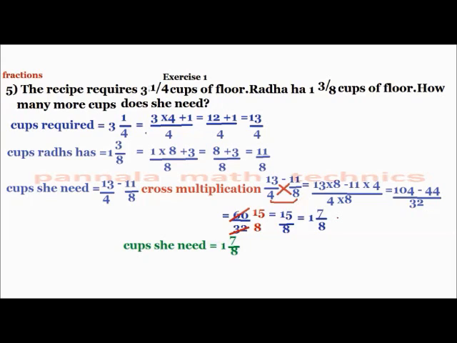Now cups Radha has is 1 3 by 8. Again it's a mixed number. Convert into improper fraction. That is 11 by 8. Now cups she needs is equal to 13 by 4 minus 11 by 8. So use the cross multiplication method. Overall it becomes 60 by 32, and after simplification it becomes 15 by 8, which is an improper fraction. Then convert into mixed number. Divide 15 by 8. So now cups she needs is equal to 1 7 by 8.